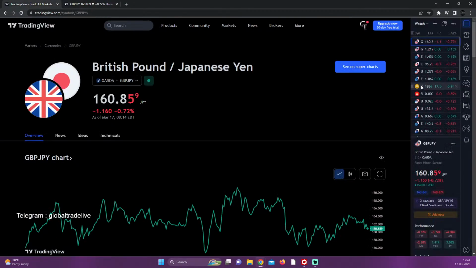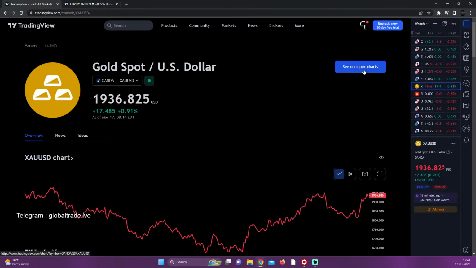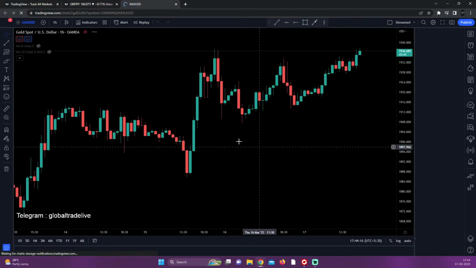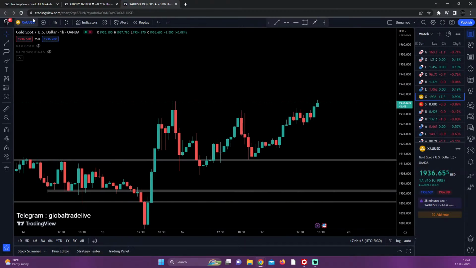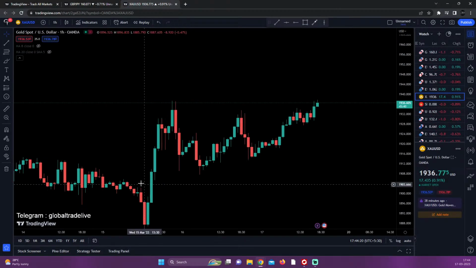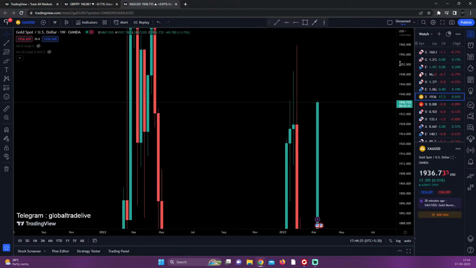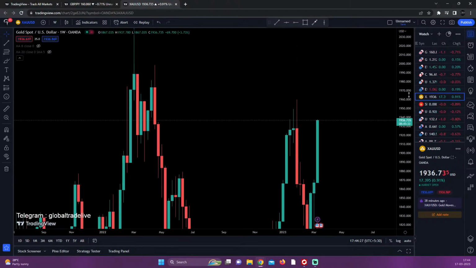Let's now talk about gold over here, like what gold is doing. Let's have a look. Okay, so gold is moving in the upward direction. Let's have a look at the weekly. So what is the weekly candle finally doing on the last day?